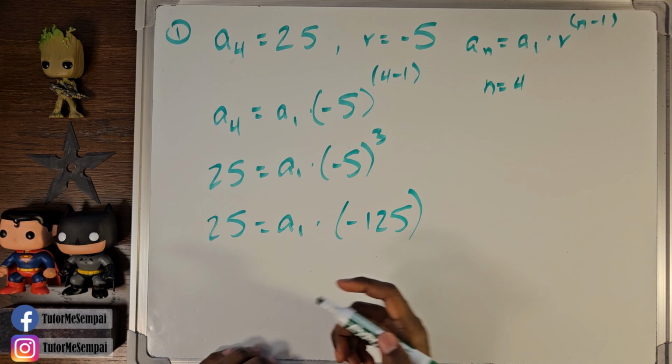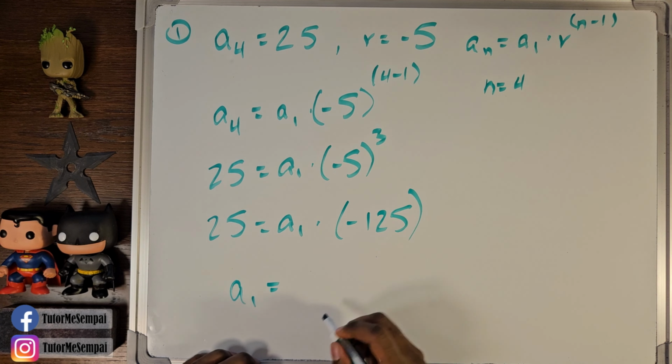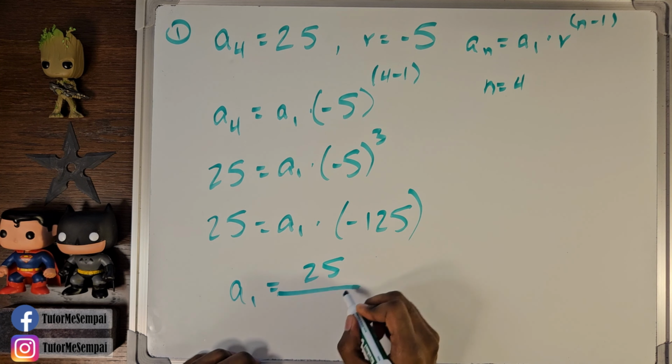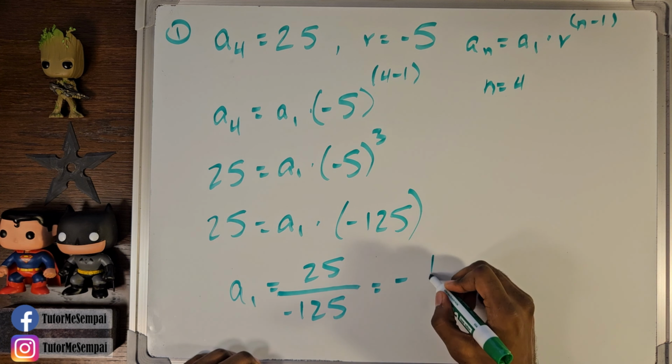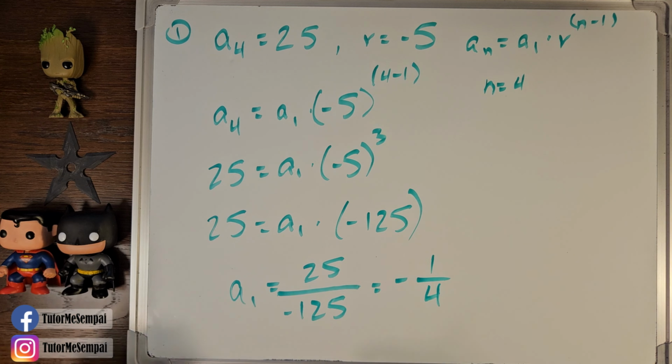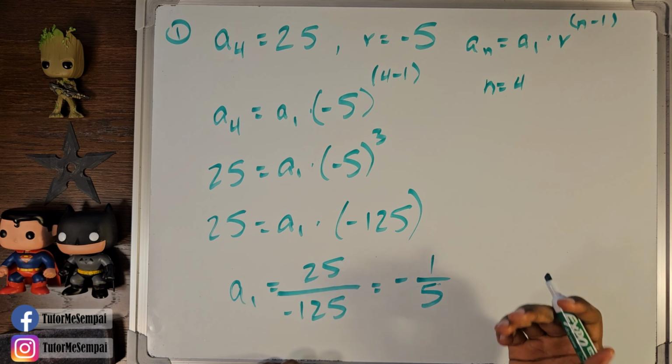-125. Now solving for a sub 1 is going to be 25 over -125, which is going to be a -1/4. Nope, not 1/4, -1/5. This is going to be a -1/5.